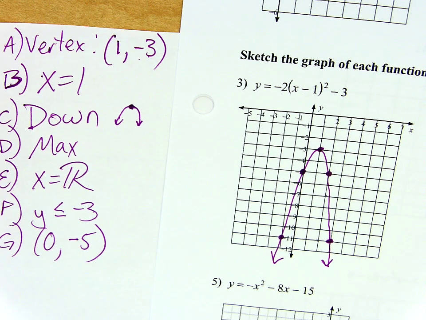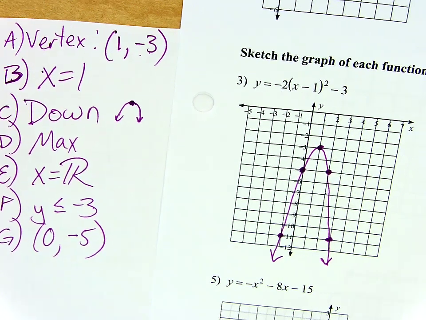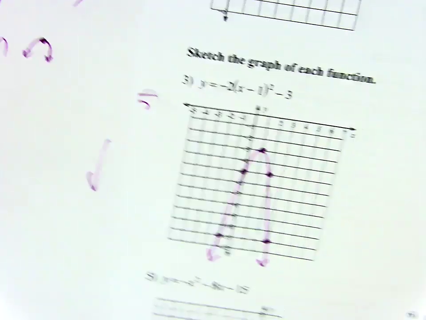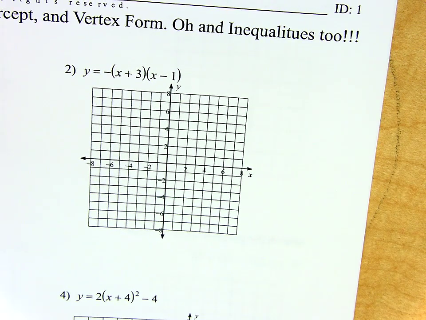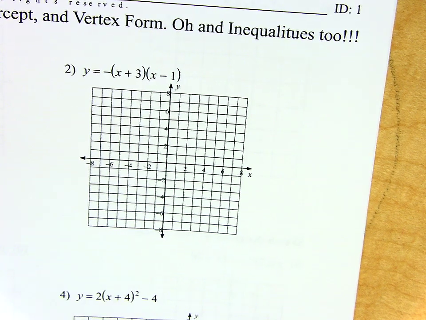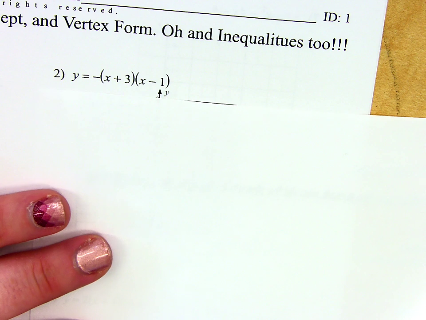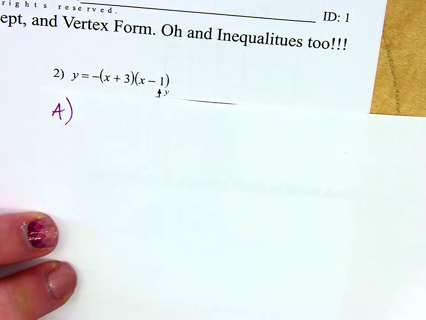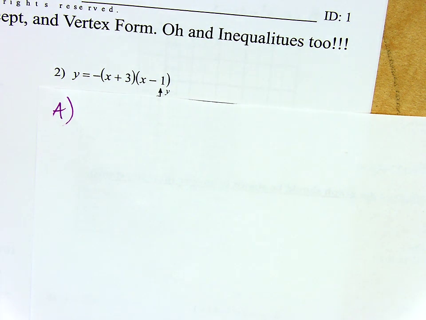Okay, so there's a little recap of vertex form. Now, let's try intercept form. So let's rewind back up to number 2, and let's assume that I wanted to answer all the same questions, A through H, on number 2 now. I don't know the vertex right off the bat. What do I know right away? What do I kind of get for free?